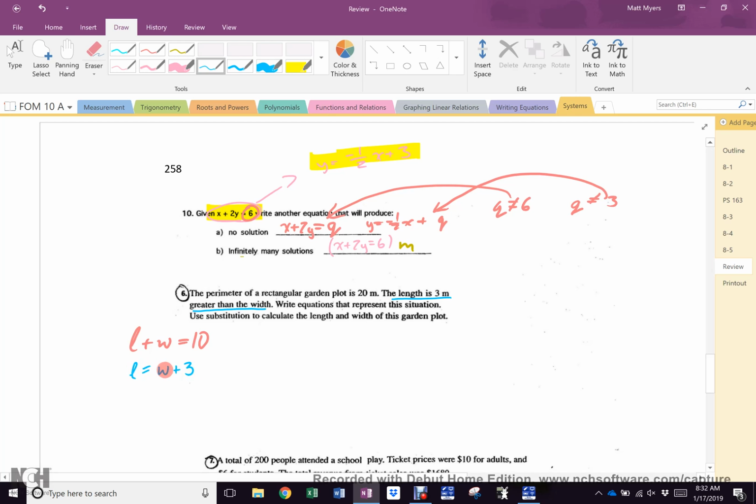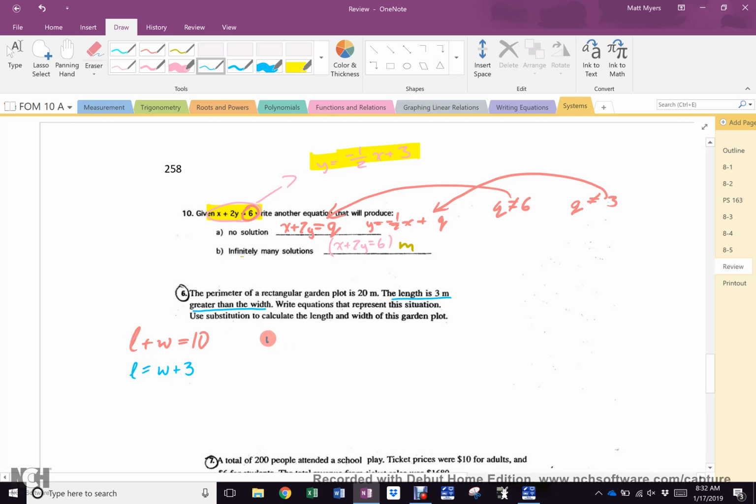Substitution, because I have L equals W plus 3. Right? I could move it around and do elimination if I like elimination better. But I'm already set up for substitution. And since I can do them both equally well, I don't want to risk moving stuff around and forgetting a negative sign somewhere. Understand? So I'm going to leave it like this.